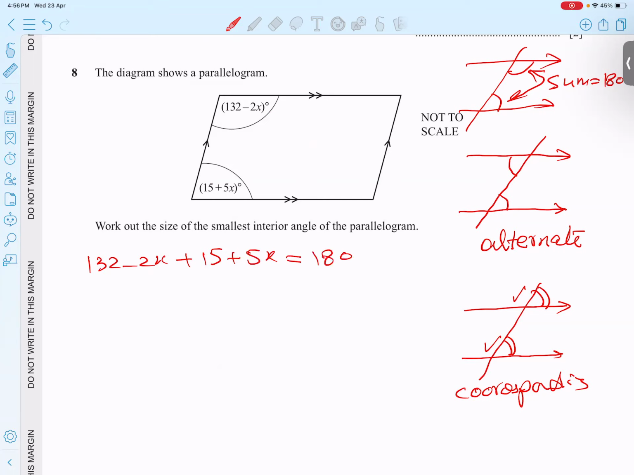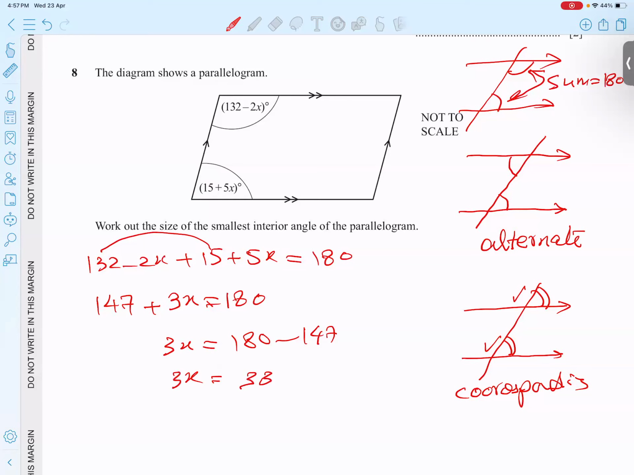So I got 147 when I added these two numbers, plus 3x equals 180. So 3x equals 180 minus 147. Out of 10, 7 gone, so 3, and out of 7 we got 33. So 3x equals 33, so x becomes 11. But he is asking us to give the smallest interior angle of the parallelogram.